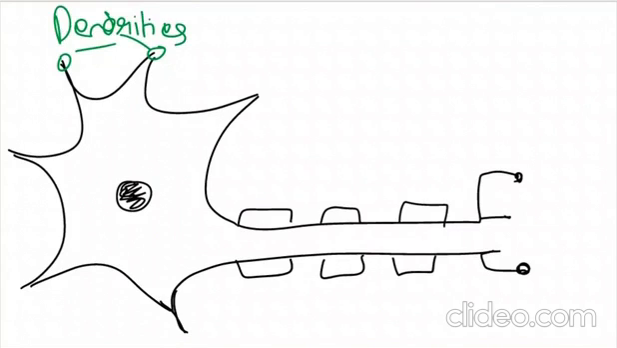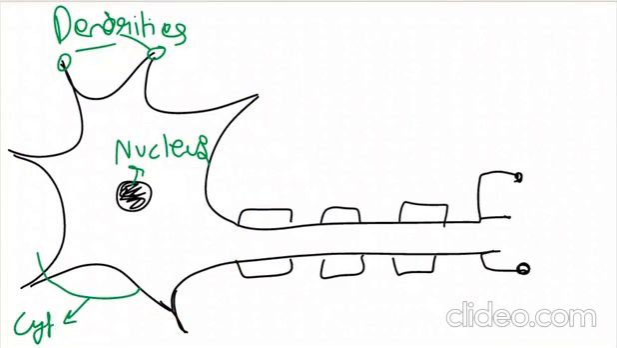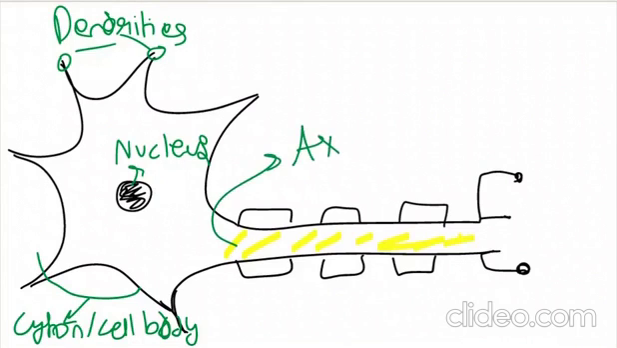After that, this is what we all know. This is my nucleus. Now this whole structure, the head part, I'm just doing it roughly, then I'll erase it. That entire structure is known as the cyton, or the cell body. Now coming ahead, this tube which I've marked with yellow is known as the axon. It is the one which carries the impulse through.